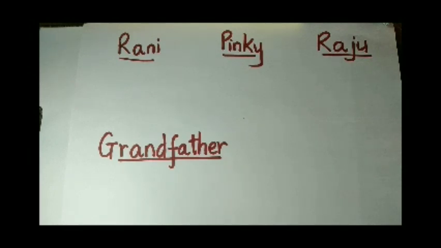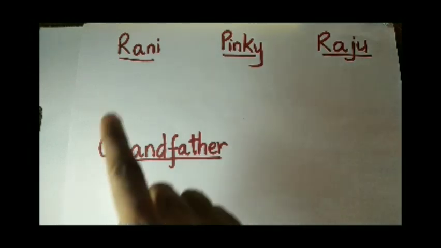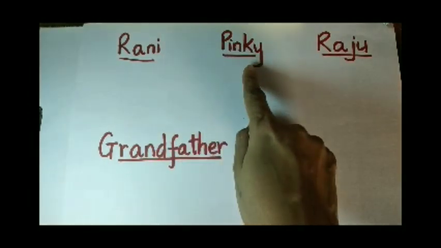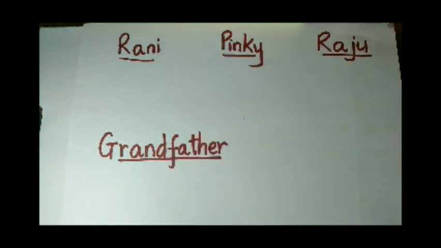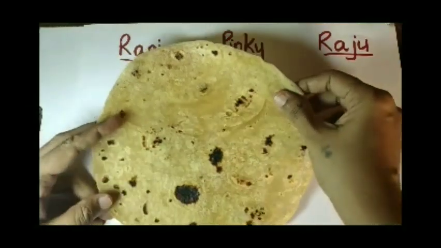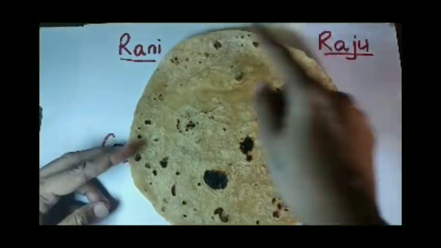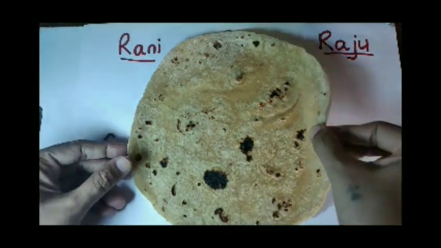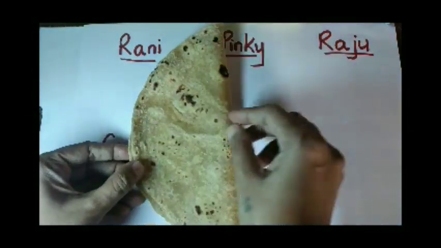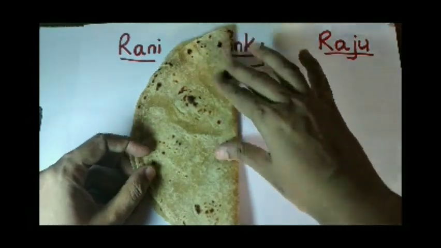Now here, three children brought, that is Rani, Pinky and Raju. They brought a chapati and asked their grandfather to divide it equally among the four of them, including grandfather. So grandfather divided the chapati into four equal pieces.